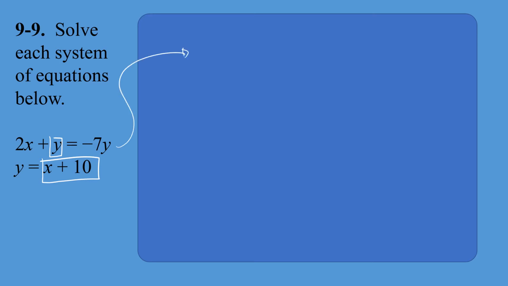I'm going to rewrite the top equation, 2x plus, but instead of writing y, I'm going to use this substituted value for y, right? x plus 10, and that equals -7 times y. Here I go again. This is y, so instead of writing a y, I'm going to open parentheses and enter x plus 10. So now if I look at this, the only variable that I have is the x.